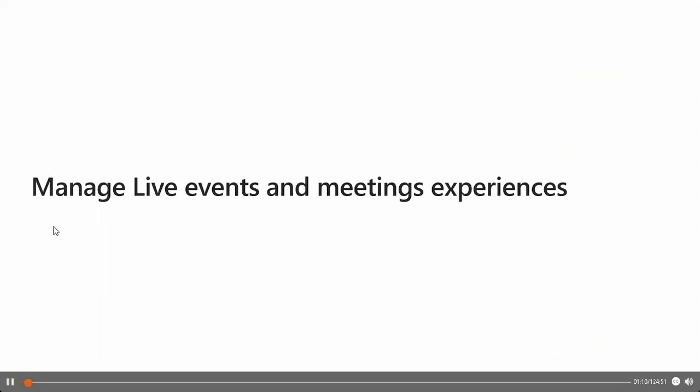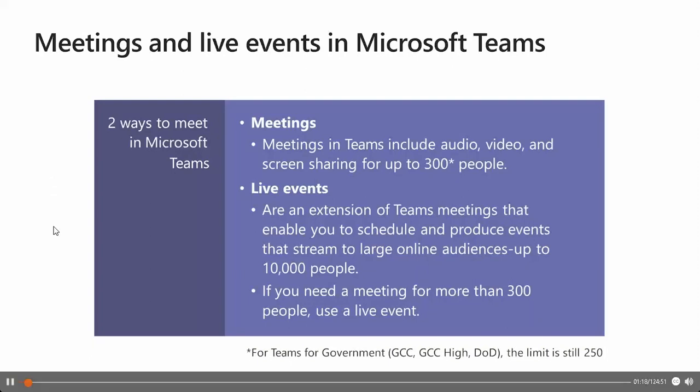In the first section of this module we will talk about the management of live events and meeting experiences. Basically there are two ways to meet in Microsoft Teams: meetings and live events. Meetings in Teams include, for example, audio, video and screen sharing for up to 300 people. They're one of the key ways to collaborate in Teams. And you don't need to be a member of an organization or even have a Teams account itself to join a Teams meeting. Just look in the invitation for instructions and start calling.